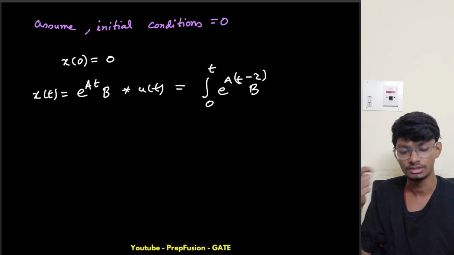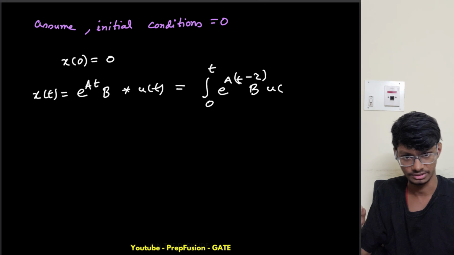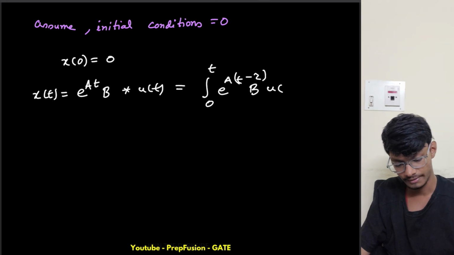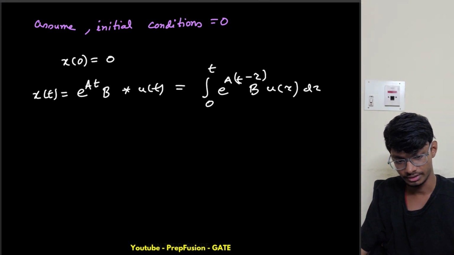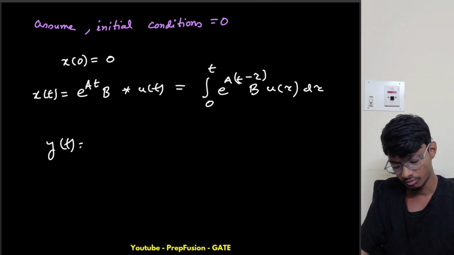If you don't know, don't stress, because this proof will not come anywhere, not even in your interviews. After you learn convolution, you can come back here and see it, and then it should be intuitive. Else you don't have to stress that much if you don't understand the proof. So B U of t d tau, so the convolution formula is like this.